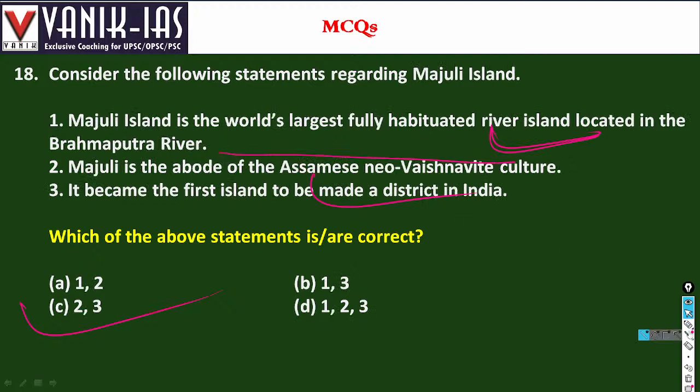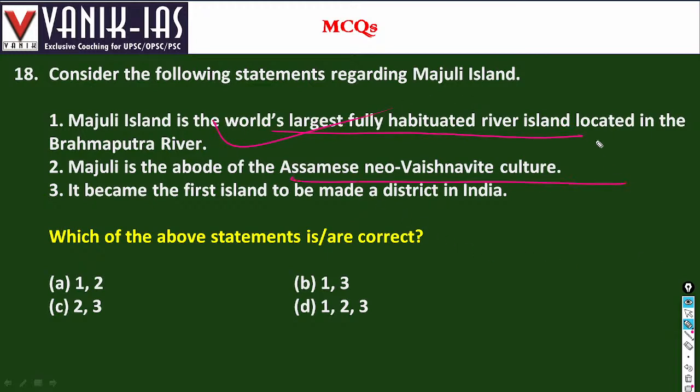Which of the following statements are correct regarding Majuli Island? Majuli Island is the world's largest inhabited river island, located in the Brahmaputra River. Majuli is the abode of Assamese neo-Vaishnavite culture. It became the first island to be made a district in India; yes, Majuli district. They are also called Phumdis. So all the options are right regarding Majuli Island.